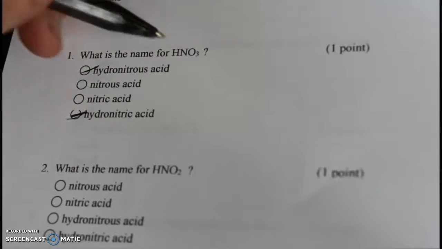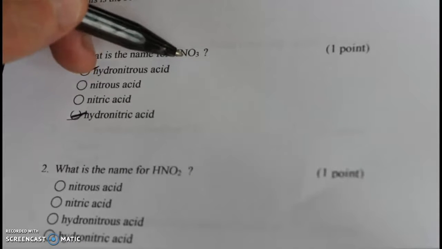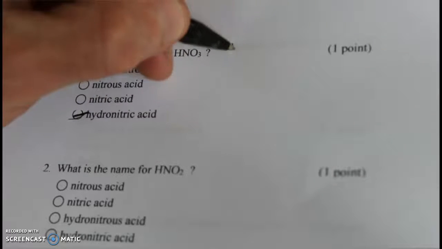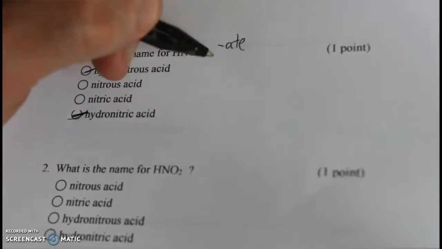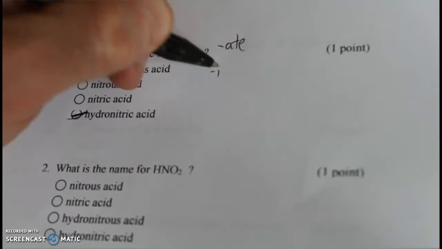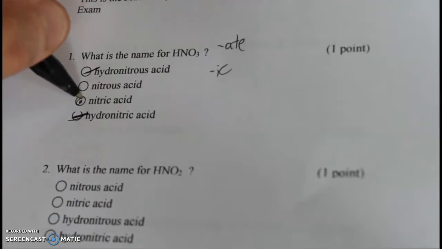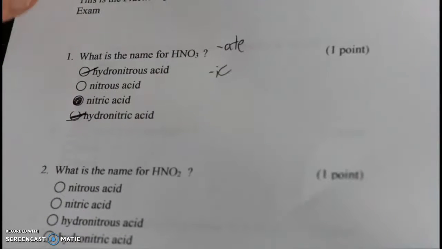Next thing you have to look at is the name of the polyatomic ion. This is nitrate, ending in ATE. And when the polyatomic ion ends in ATE, the acid ends in IC. So we end up getting nitric acid.